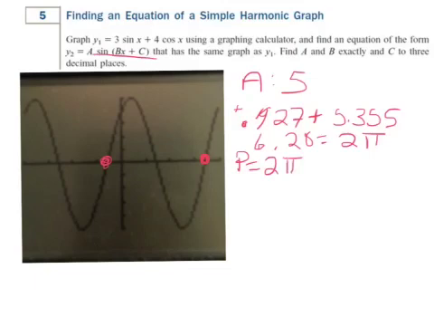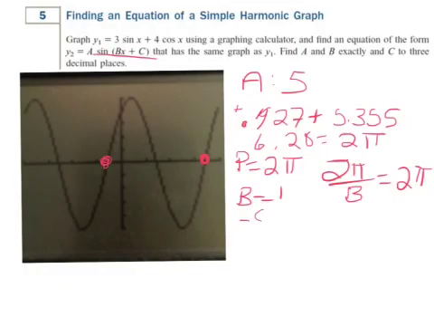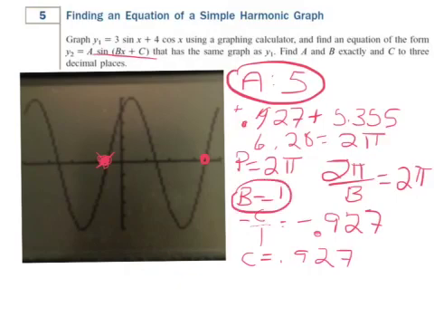From that, we can find out what b is. Remember, period is 2 pi over b, and we know our period equals 2 pi, so therefore b equals 1. Now that we know b, we can figure out c. If you remember, our phase shift is negative c over b, and this point right here tells us our phase shift, which was negative 0.927. Always go to the closest to 0 as you can. Remember b is equal to 1, so we've got that c equals 0.927. We have a, b, and c.